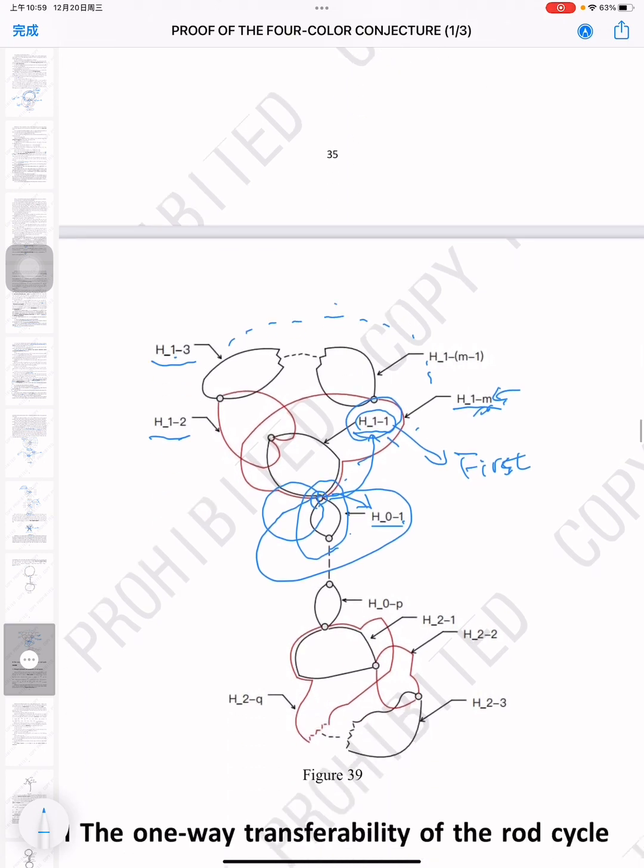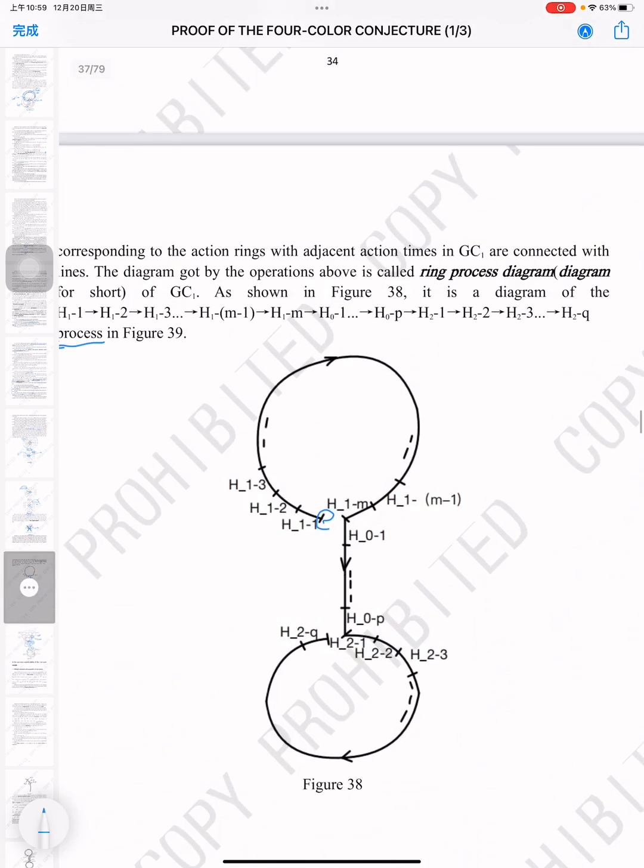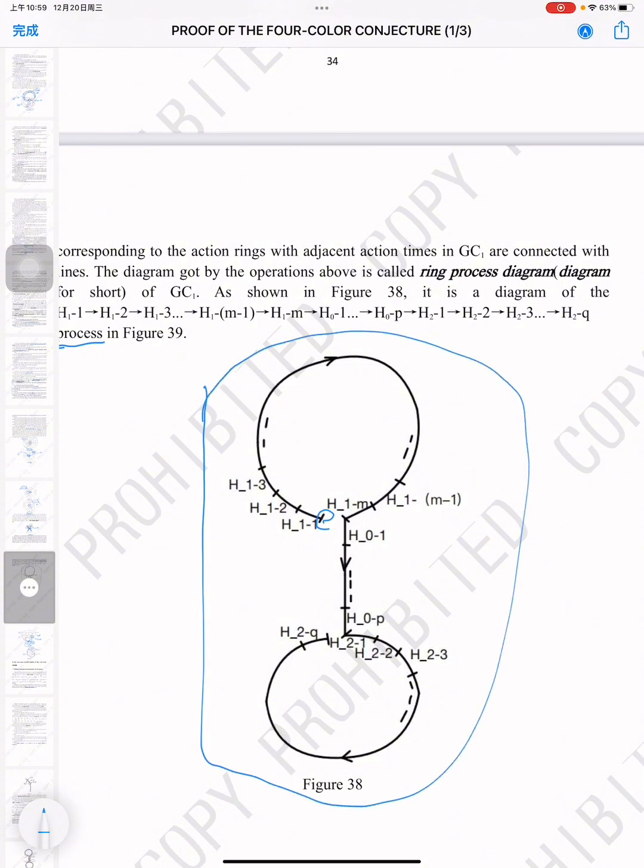So the next action ring is H0-1 here. Continue to H0-P and to H2-1 and finally to H2-Q. This is a diagram here from this direction.